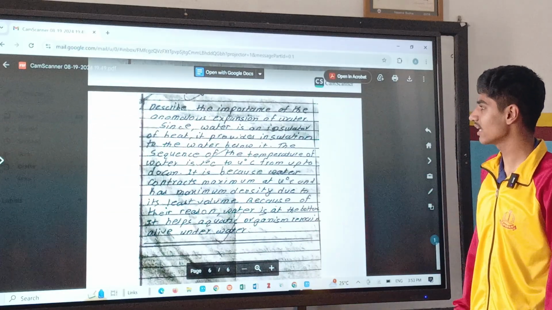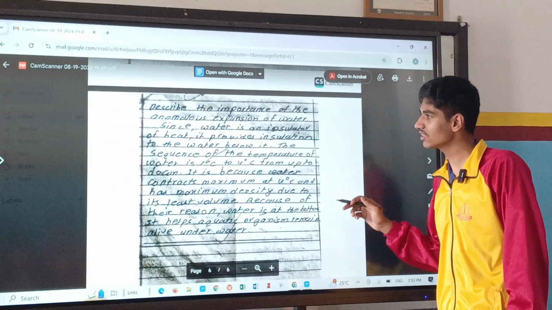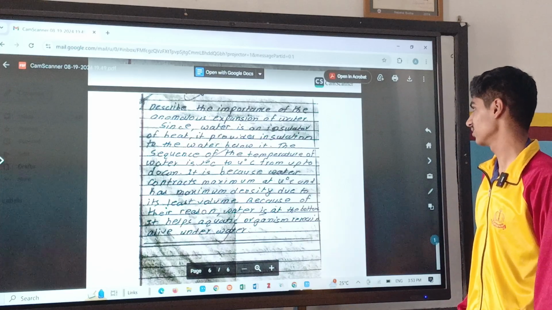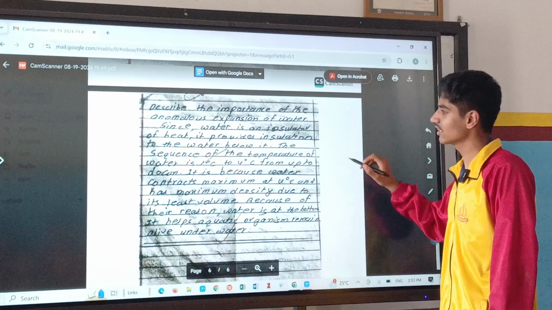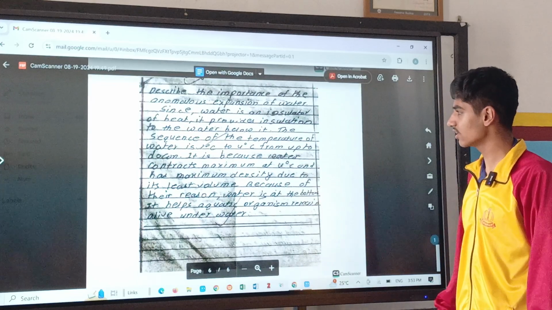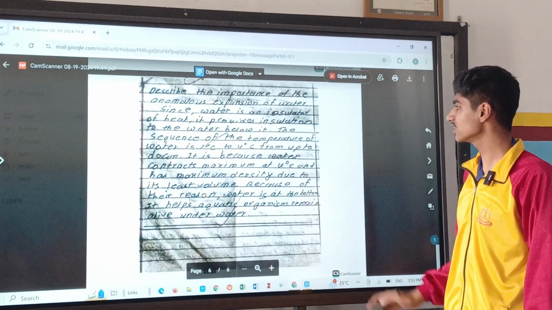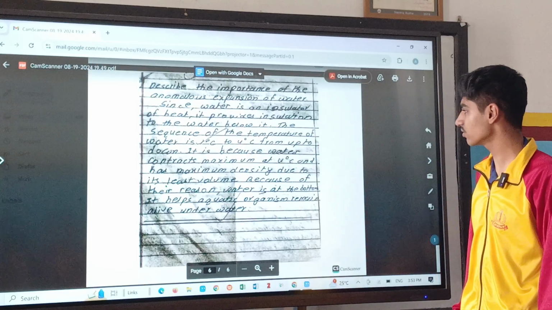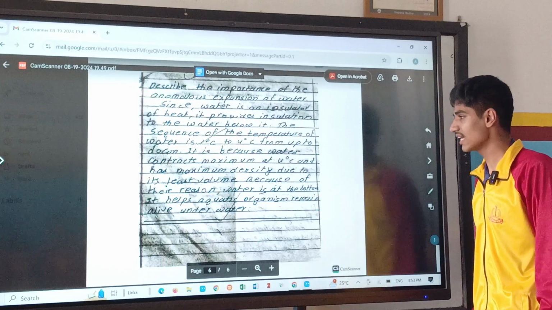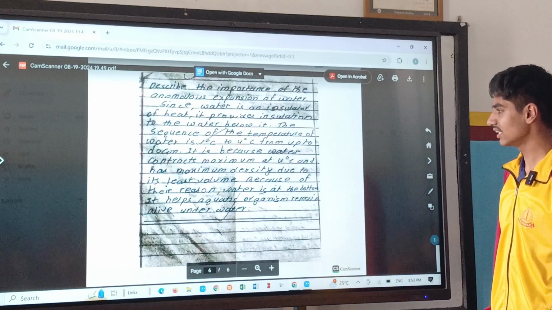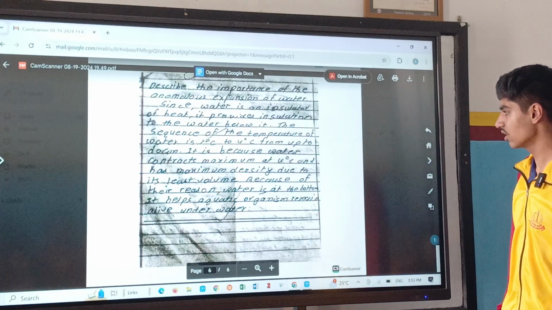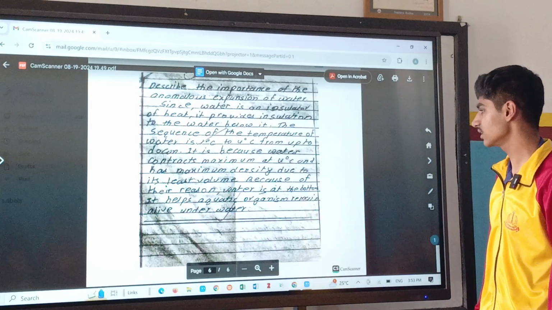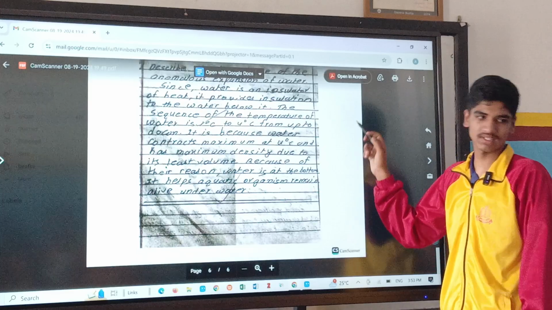Describe the importance of the anomalous expansion of water. Since water is an insulator of heat, it provides insulation to the water below it. The sequence of the temperature of water is 1 degree Celsius to 4 degree Celsius from up to down. It is because water contracts maximum at 4 degree Celsius and has maximum density due to its least volume. Because of this reason, water at 4 degrees is at the bottom. It helps aquatic organisms remain alive in water. Thank you.